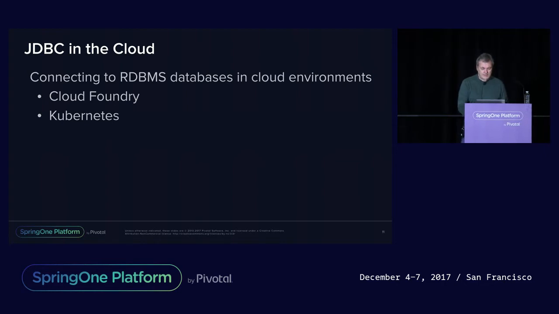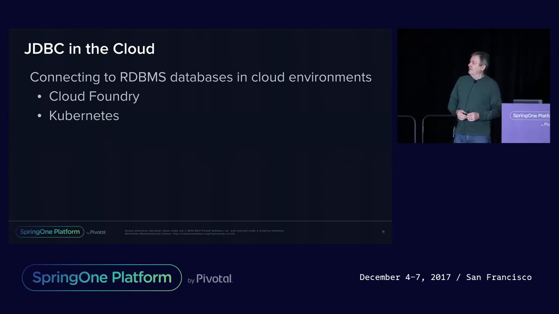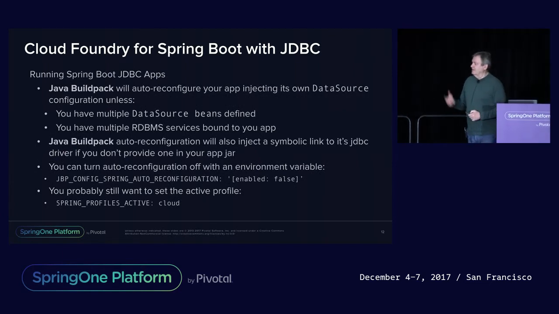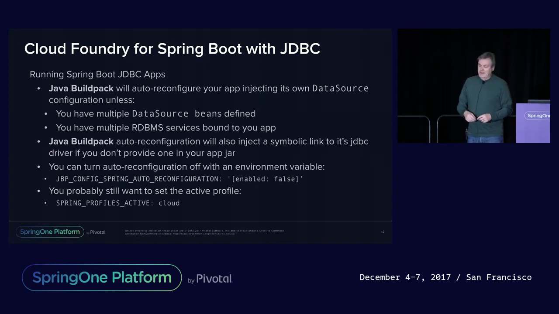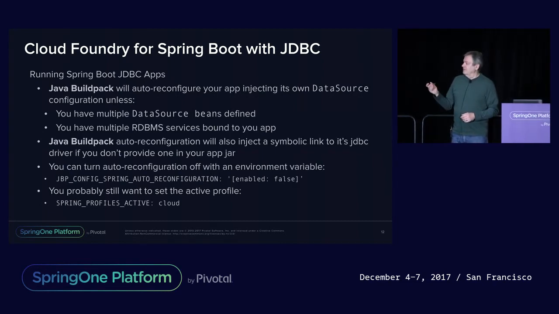So JDBC in the cloud, how do you connect to the database? That's basically the problem, right? Your code runs the same, but if you use Cloud Foundry, it's reasonably easy if you only have one data source, because the Java buildpack will auto-configure everything for you. If you have multiple, you need to do a little bit more configuration yourself. And if you're not happy with what the auto-reconfiguration does for you, you can turn that off. There's a setting where you can disable it. But at that point, you do have to set your own Spring profile. So you would probably still want to set the Spring profile to be cloud, even if you do your own JDBC configuration, because that basically turns off all the auto reconfiguration stuff. How many of you deploy things on Cloud Foundry? All right, a few of you, okay.